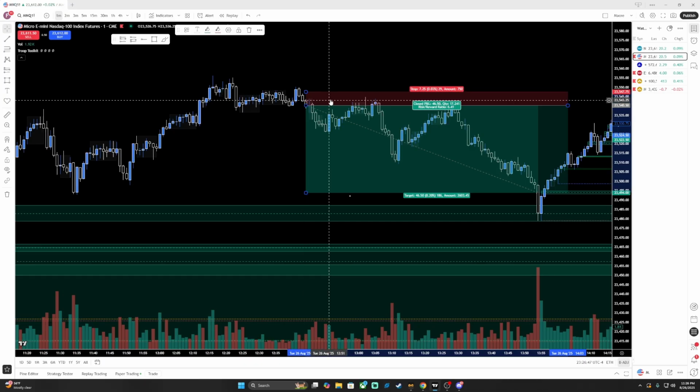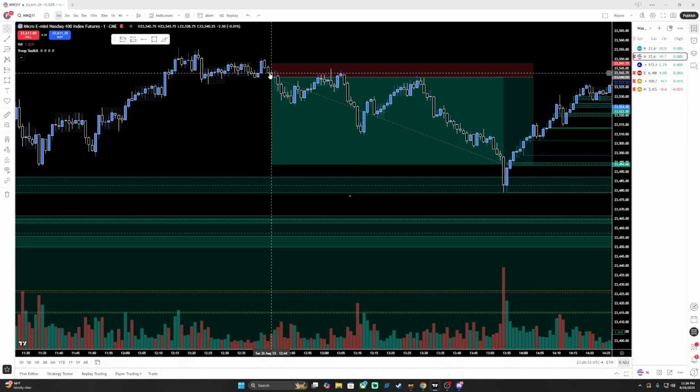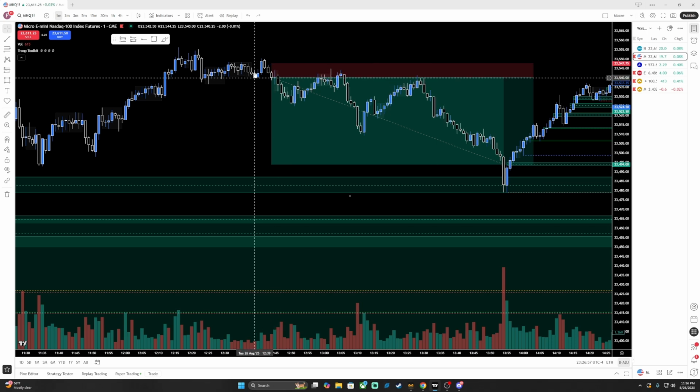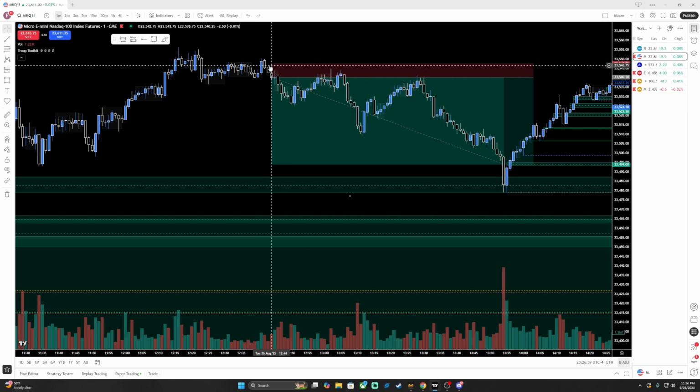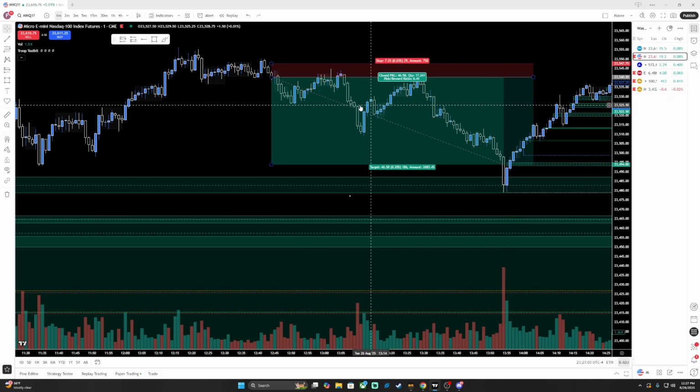Right above the first fair value gap, which is our confluence. Right above the first fair value gap and the break of structure, which is our confluence for getting into this whole trade. And then, boom. It's easy as that.